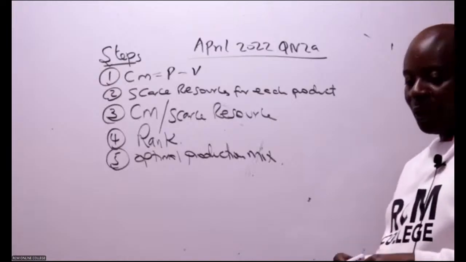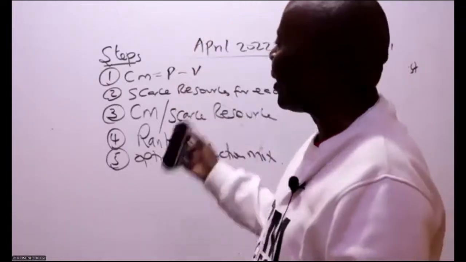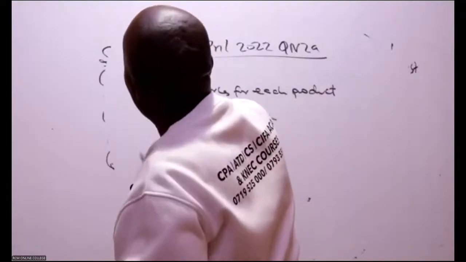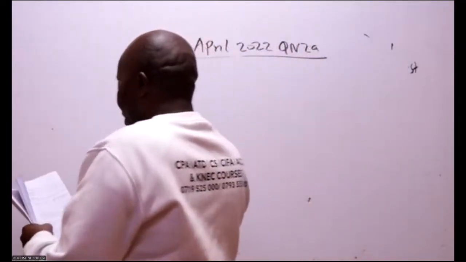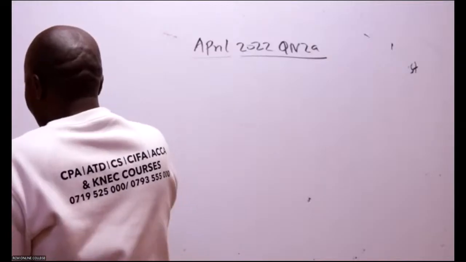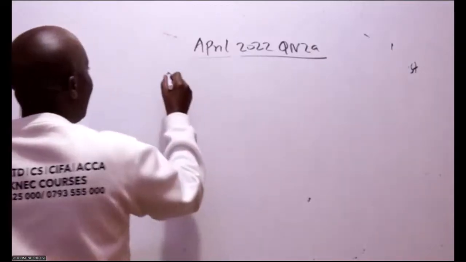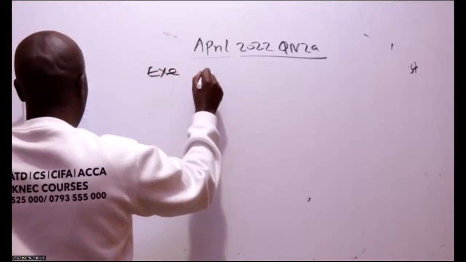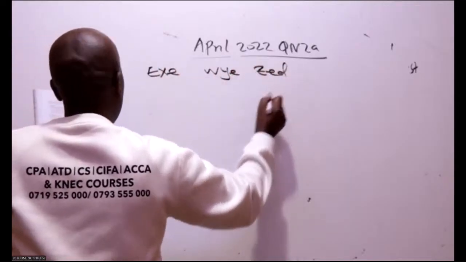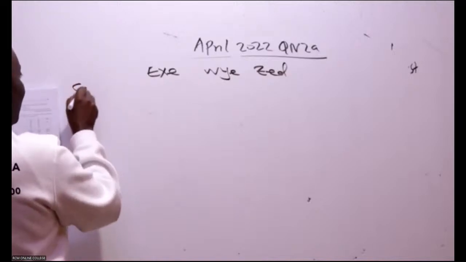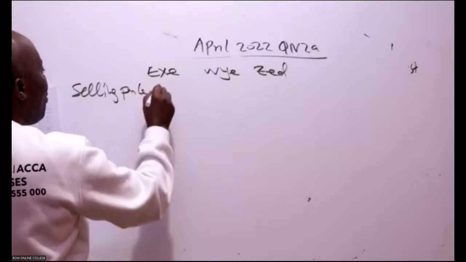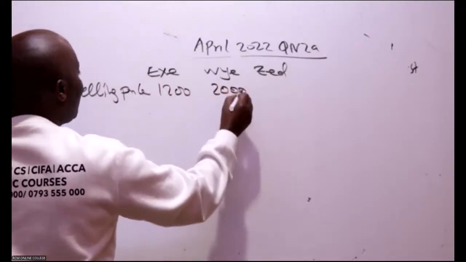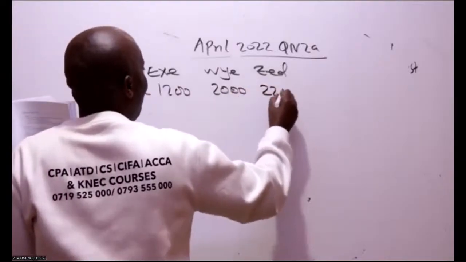Thank you so much. So then let's move slowly and get these low-hanging marks of contribution margin, where we shall write the selling price. So we have our selling prices for the 3 products. Very easy. We have X, Y, and Z. So for X, we have 1,200, 2,000 for Y, and then for Z, we have 2,250.